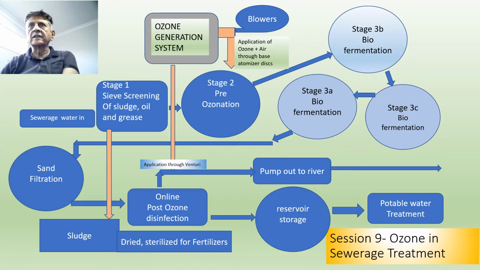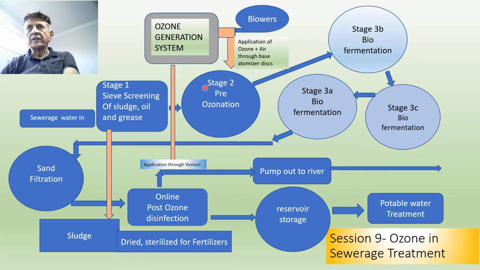This slide is a diagrammatic presentation of the sewer treatment system using ozone. The sewage water that comes in from the houses will be taken to the sieve screening for sludge, skimming of the oil and grease, and the clear sediment water or sewage water will be directed to a separate tank. It could be about a 10 megaliter tank where the sewage water enters.